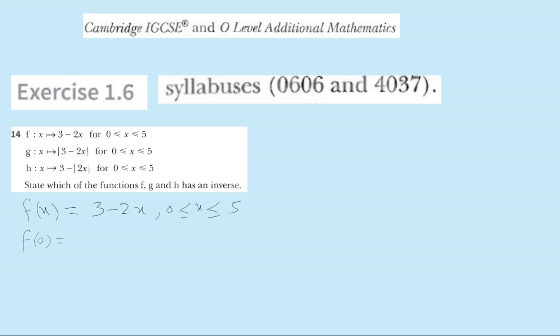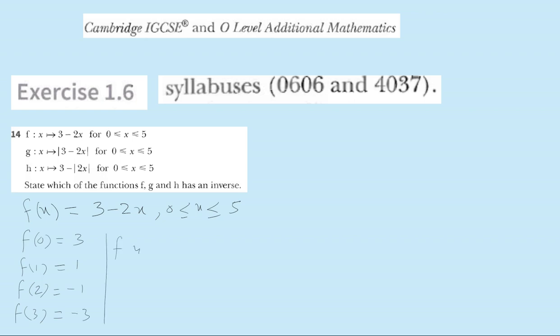If we put 0, what will we get? 3 minus 2 multiplied by 0 is 0, so 3 minus 0 is 3. So I put one input value and the output value is also one. Now similarly put f(1): 2 ones are 2, 3 minus 2 is 1. f(2): 2 twos are 4, 3 minus 4 is minus 1. f(3): 2 threes are 6, 3 minus 6 is minus 3.